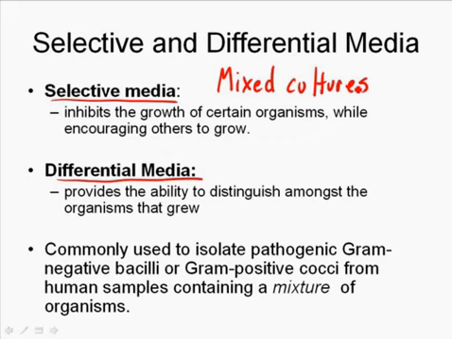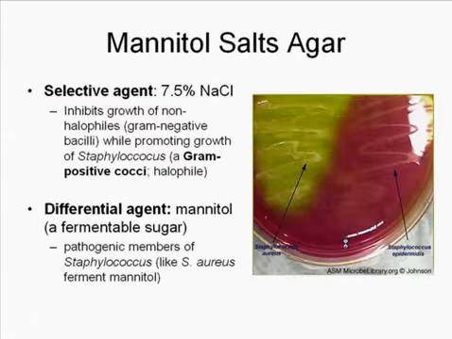Now, differential media, this is the second part of it. When you have a mixed culture, you often have many different gram-negatives in that culture, for example. So what a differential media allows you to do is differentiate or distinguish amongst those organisms that have the ability to grow on that particular media. Right? And as we talked about before, we often use these media to isolate those pathogenic bacteria, those that make you sick.